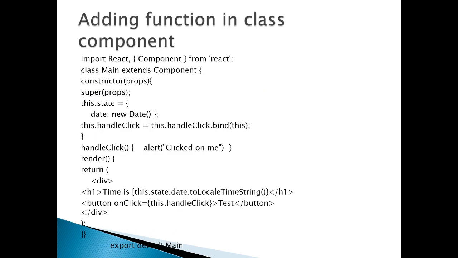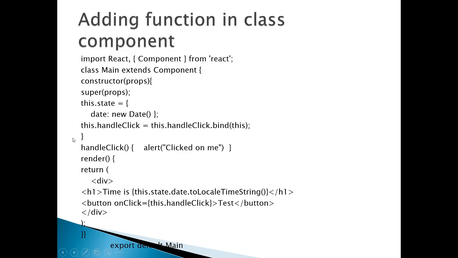You can add functions in a React component. To add a function, you have to declare the function outside the render function. Within the render function, if you want to declare a method, you will declare it as a constant.